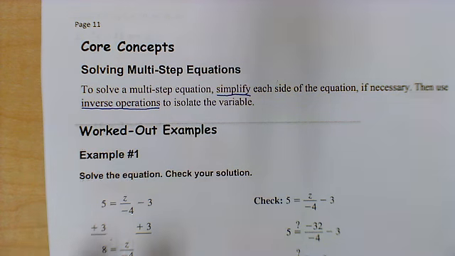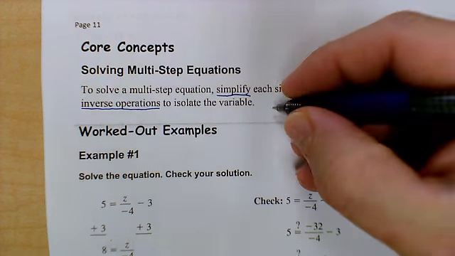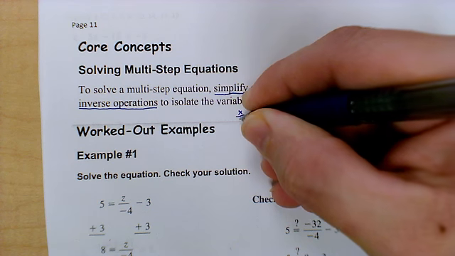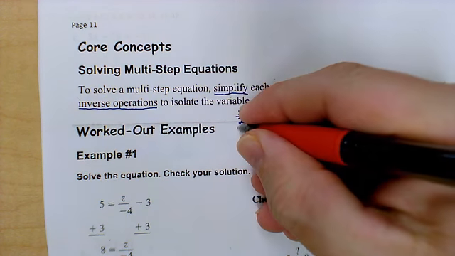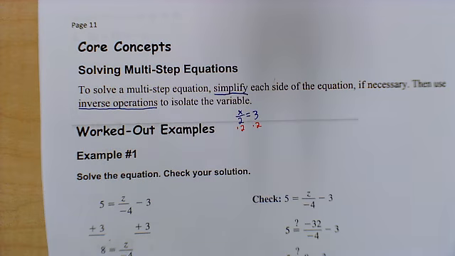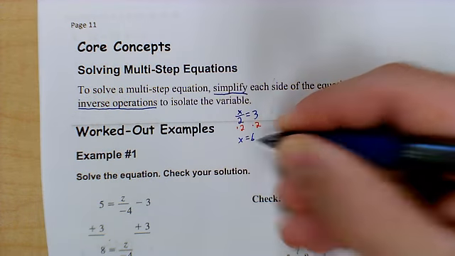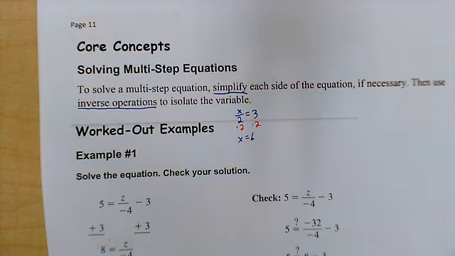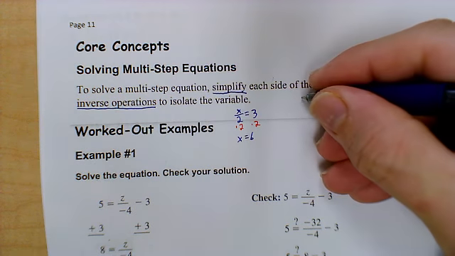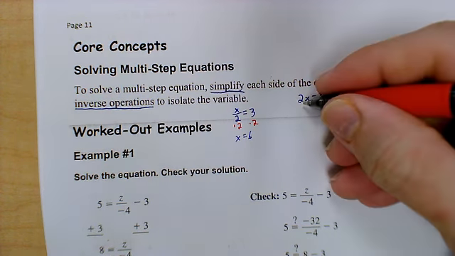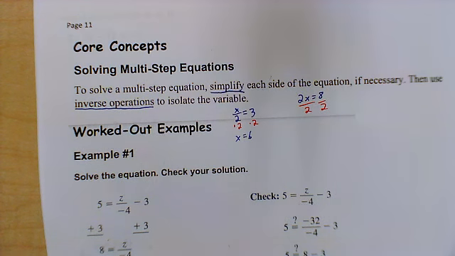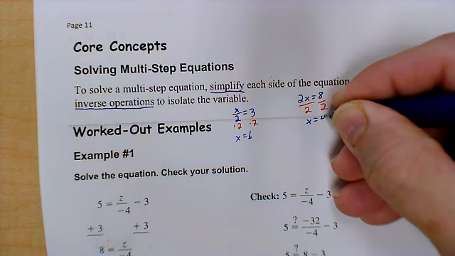Quick examples of inverse operations, the most popular ones that you'd have to deal with. If you have division, like x divided by 2 equals 3, the inverse operation would be to multiply by 2. So x would equal 6. If you have multiplication, like 2x equals 8, you would have to divide by 2 as your inverse operation, so x would equal 4.